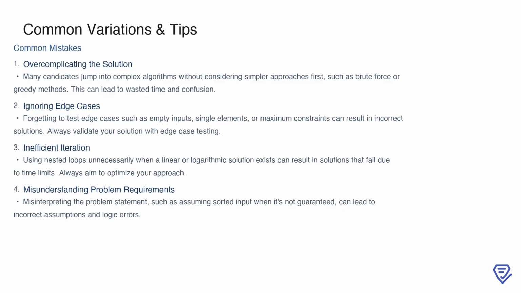Inefficient iteration is also something to watch out for. Using nested loops unnecessarily can cause your solution to exceed time limits, especially when a linear or logarithmic approach is possible. Lastly, misunderstanding the problem requirements, such as assuming the input is sorted when it's not guaranteed, can lead to incorrect assumptions and flawed logic. Always read the problem statement carefully to avoid these issues.